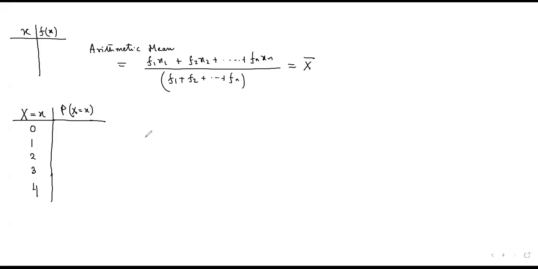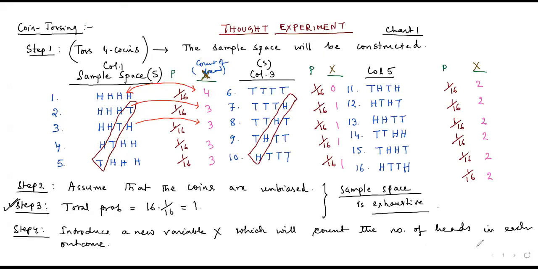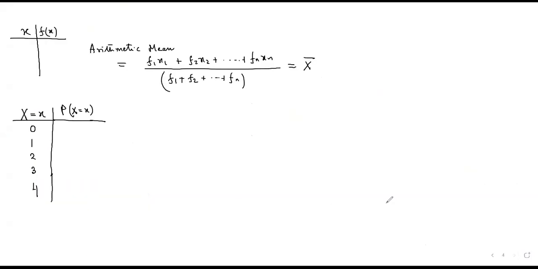When the outcome is 0, let us try to find out from the chart. When the outcome is 0, that means I'm talking about this serial number 6. This is the only case, and the probability is 1 by 16. So I can write here 1 by 16.